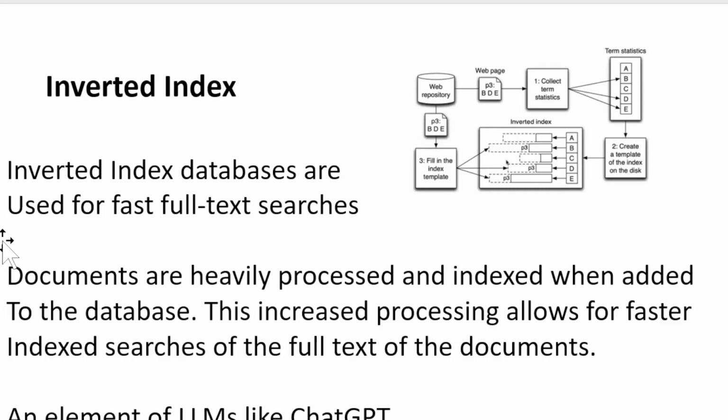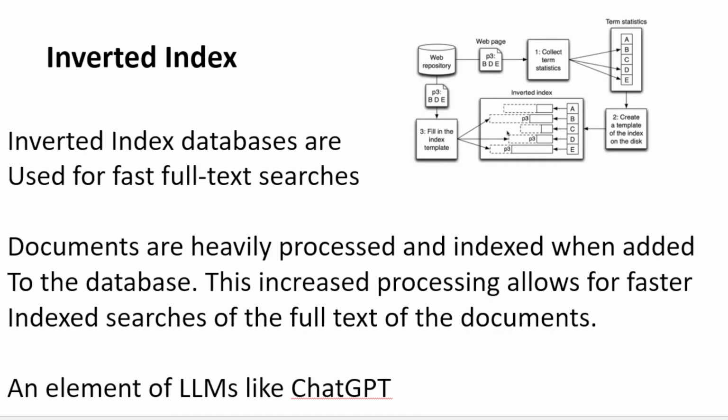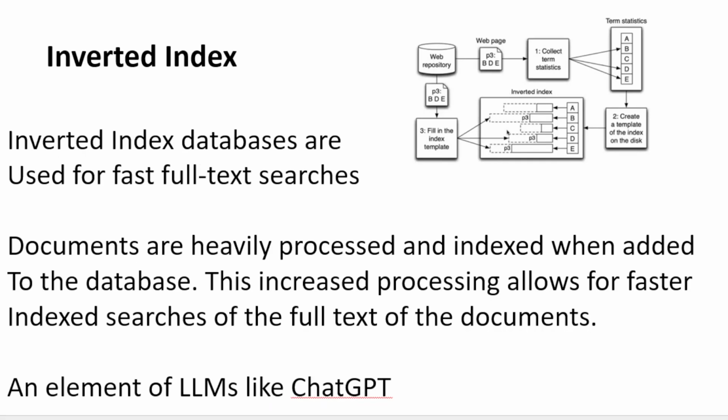What this one is based off of is, let me fix the screen here. I see I'm off center. There we go. An inverted index is used for what's called full text searches. So the documents, when they come into this database, they're heavily pre-processed, and they're indexed. And all this pre-processing you're doing before, which takes a lot of computing power and a lot of storage space, allows you to quickly look through the full text of documents, quickly read through them fast.